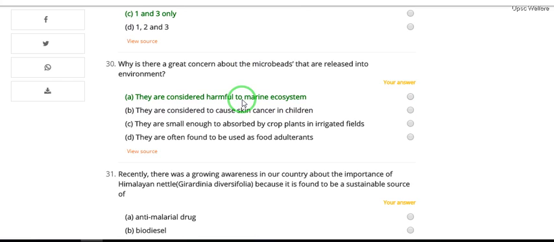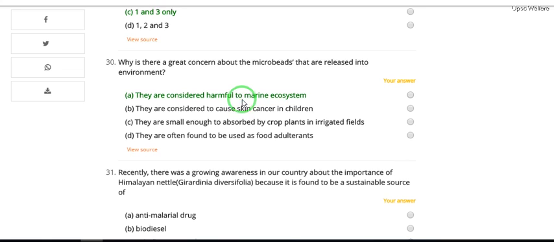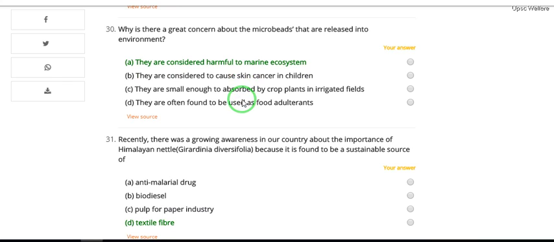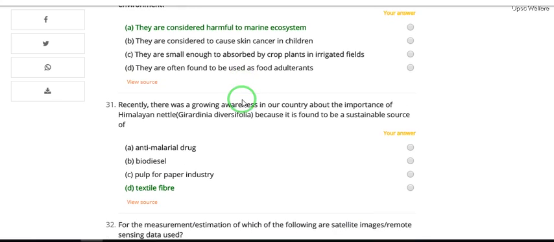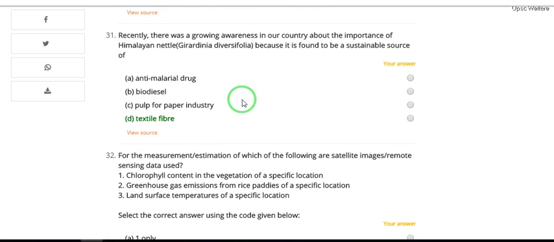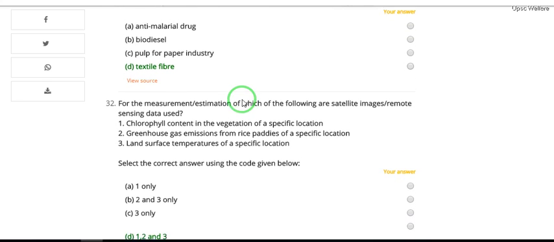Now, why is there great concern about microbes that are released into the environment? They are considered harmful to the marine ecosystem. That's why it's a simple question. Now, recently there was growing awareness in our country about the importance of the Himalayan nettle, yes, Girardinia diversifolia. Because it's found to be a sustained source of textile fiber.